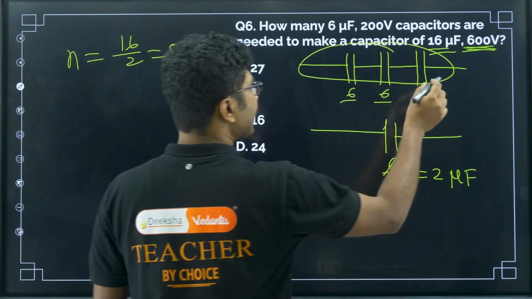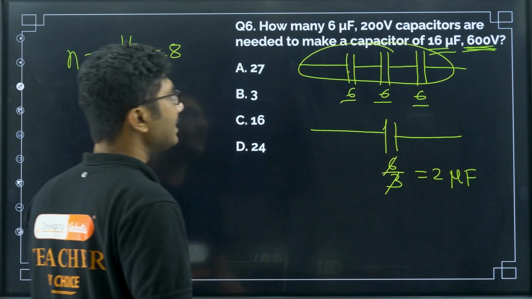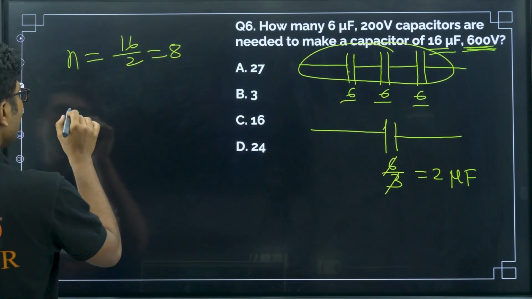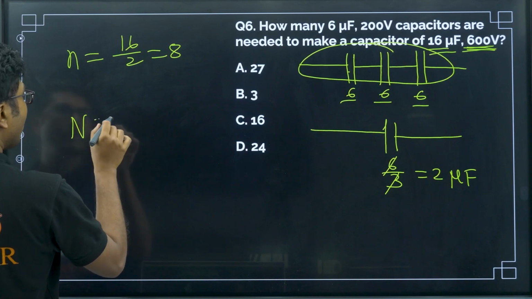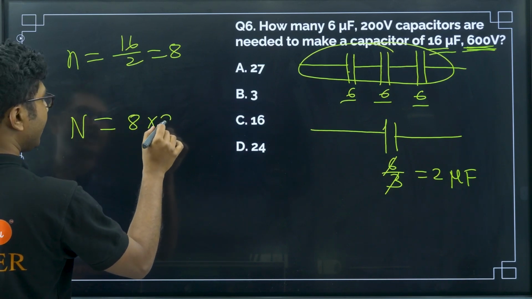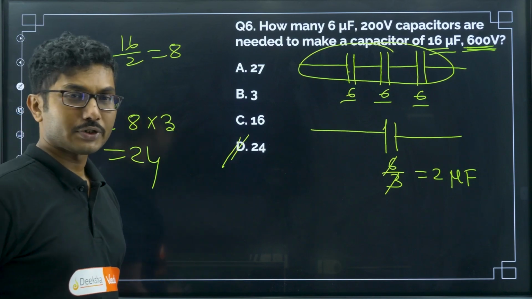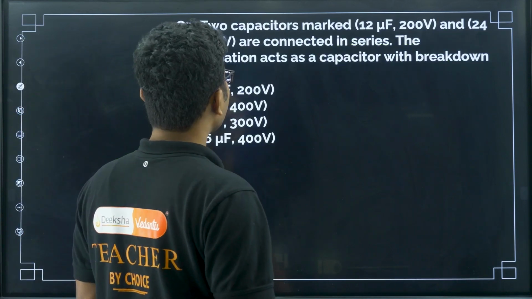Now in each combination how many capacitors are there? In each combination 3 capacitors are there and we need 8 such combinations. So the total number of capacitors is 8 times 3, that is 24 capacitors needed. So the correct option is option D. Okay, now let's move on.